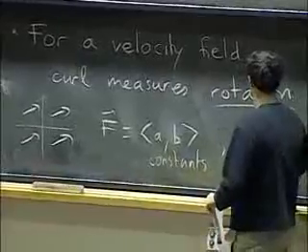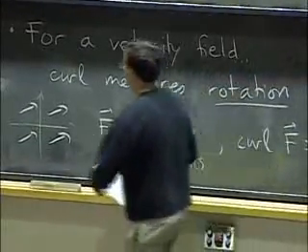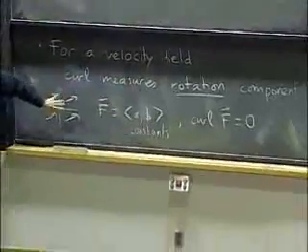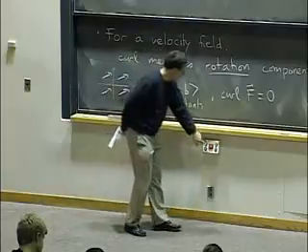then of course the curl is 0, because if you take the partials, you get 0. And indeed, that's not what you would call swirling. I mean, there's no vortex in here.